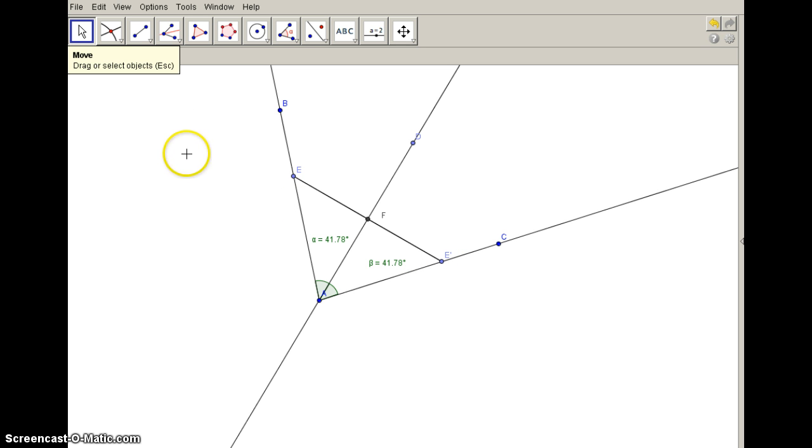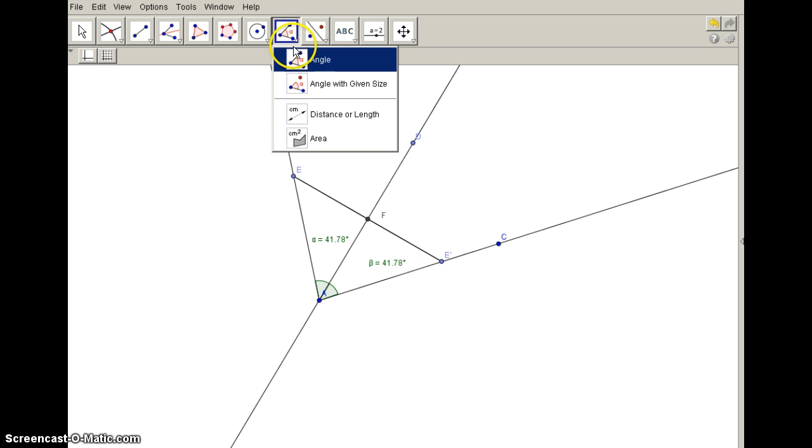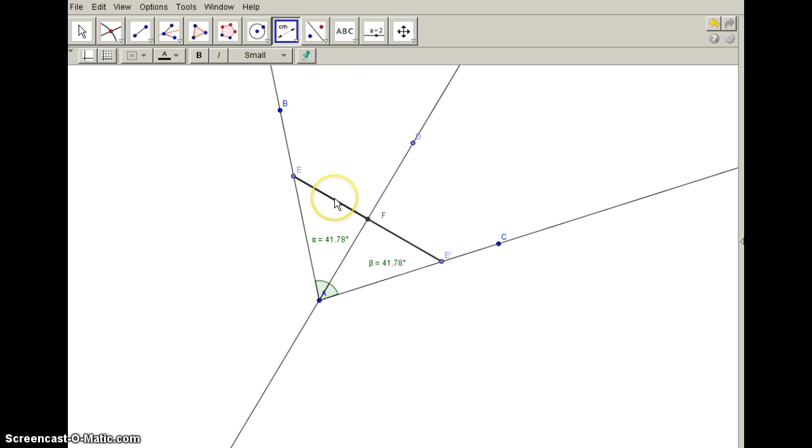So now, what I want to do is, I think we're going to measure the length of EF and measure the length of FE prime. And let's take a look. We're going to use this distance or length tool, and we're going to measure. I just want to measure.